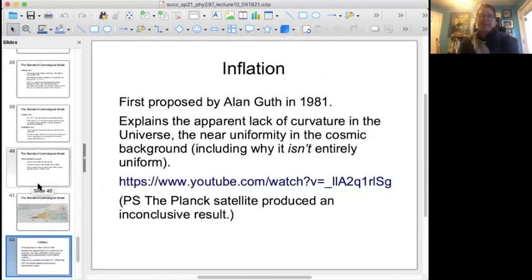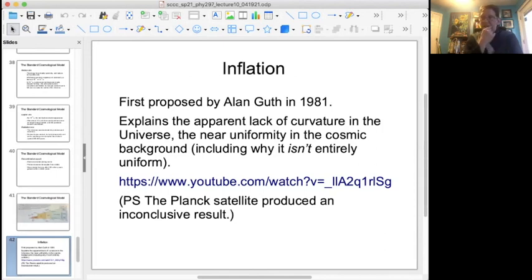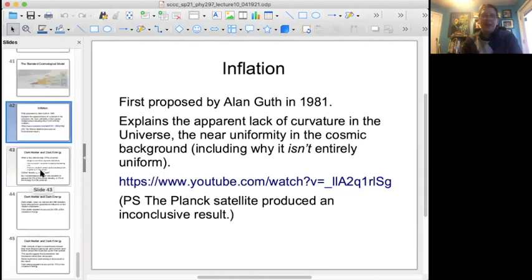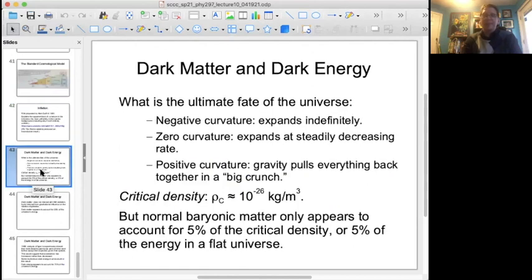And that brings us to the inflationary theory, which was first proposed by Alan Guth in 1981. So I'm old enough to remember when this happened. It explains the lack of curvature in the universe and the near uniformity in the cosmic background, including why it isn't entirely uniform. And so it's explained a lot of missing pieces as far as what was going on with the Big Bang.